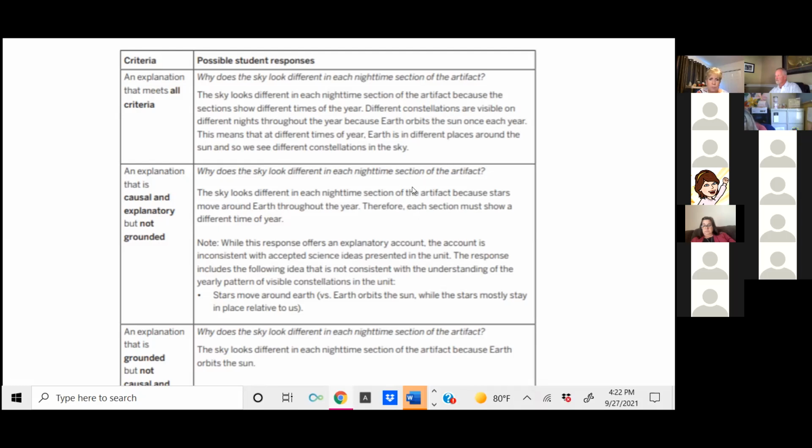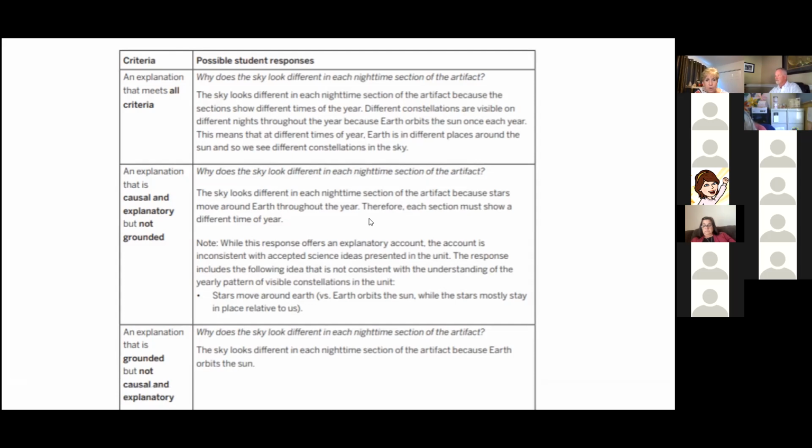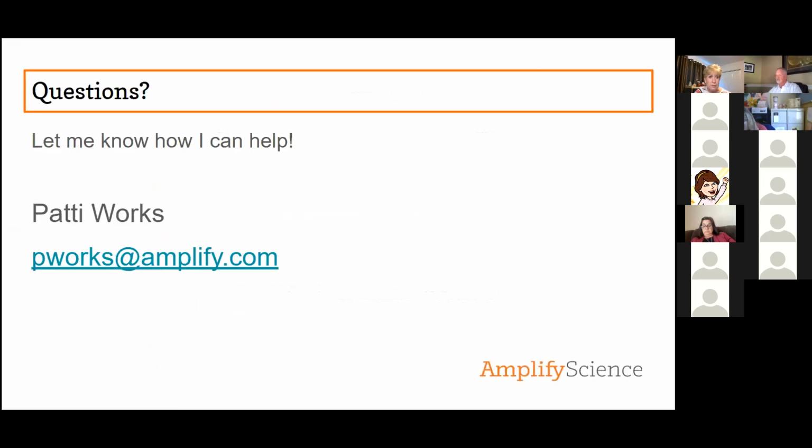Then here, this gives you an example of an explanation that is causal and explanatory, but it's not really grounded in evidence that they've learned during the course of the unit. And then the bottom one shows you, why does the sky look different in each nighttime section? This is grounded. They say, yes, Earth orbits the sun, but they don't tell what that causes to happen or explain how that orbit affects the constellations that are seen in the different parts of the artifact. So that's where your examples are, at the end of those 3 rubrics.